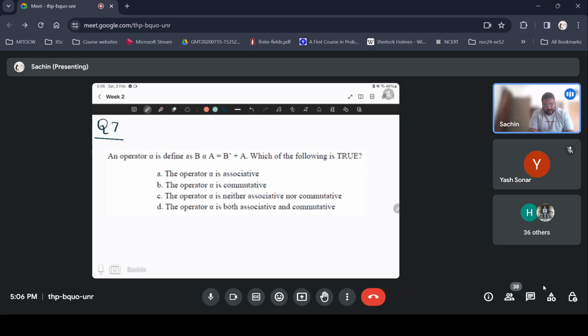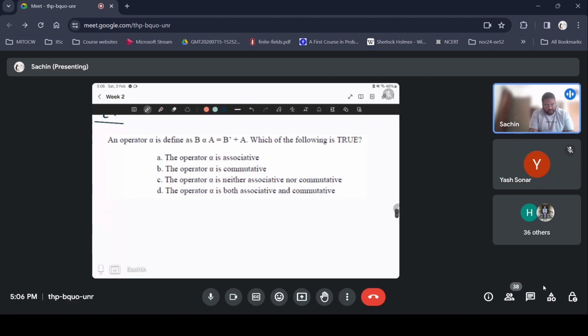Okay, now operator alpha is defined as B alpha A is equal to B complement plus A. Which of the following is true? The operator alpha is associative, alpha is commutative, alpha is neither associative nor commutative, alpha is both associative and commutative.